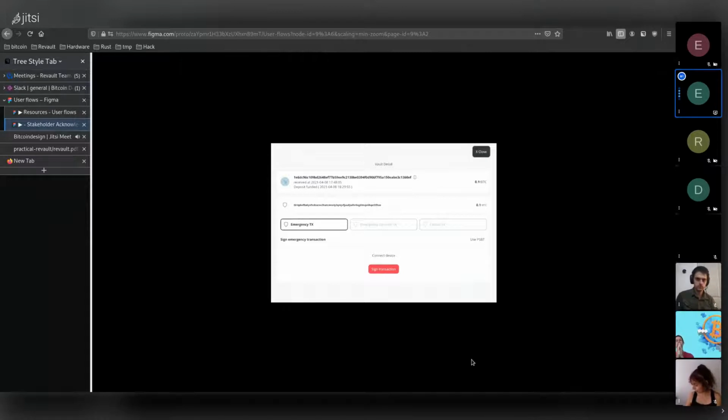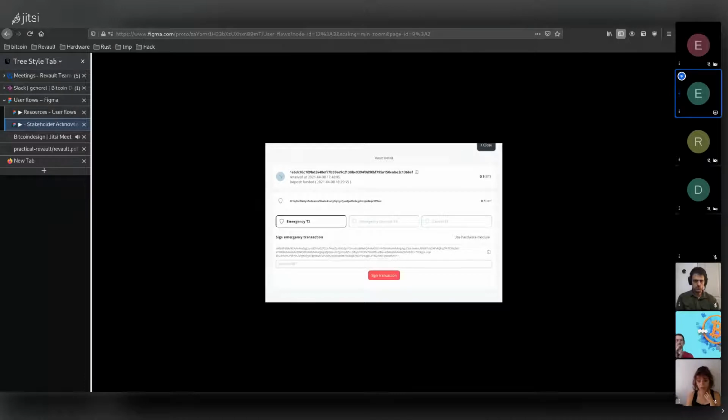We chose to make the stakeholder sign the revocation transaction first, before the unvault transaction. We want to be safe, to have every transaction that can interrupt the spending process before activating the funds. Yes. So for the moment, the GUI only uses PSBT. We have no connection to hardware wallets for the moment.